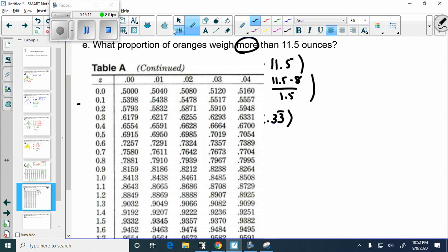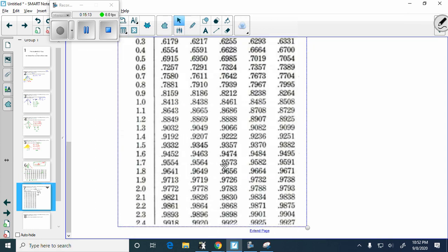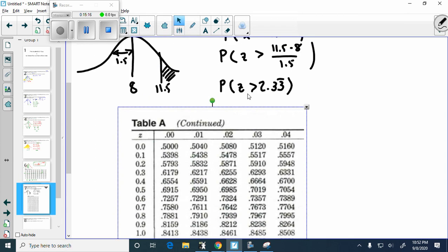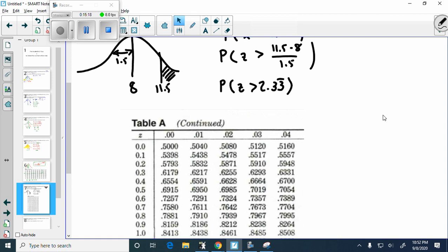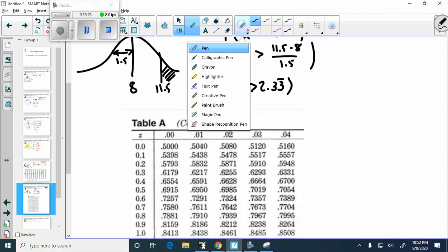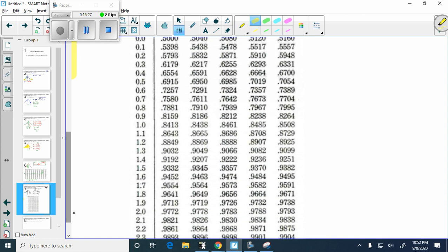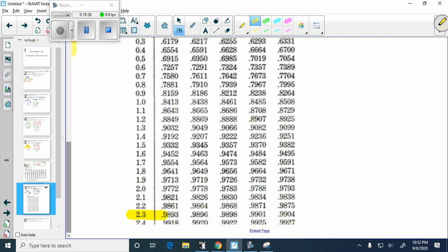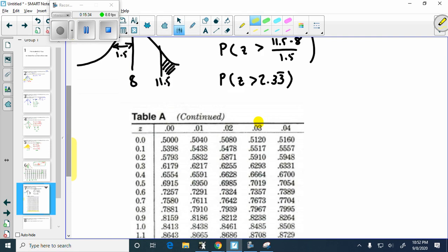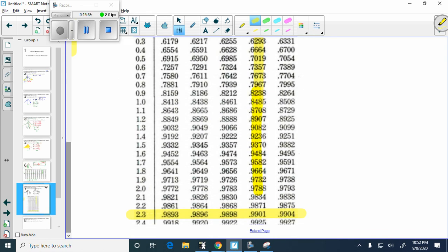Right, here's my table, and it's 2.3. So I'm going to go to where the 2.3 collides with 0.03, and I get 0.9901.